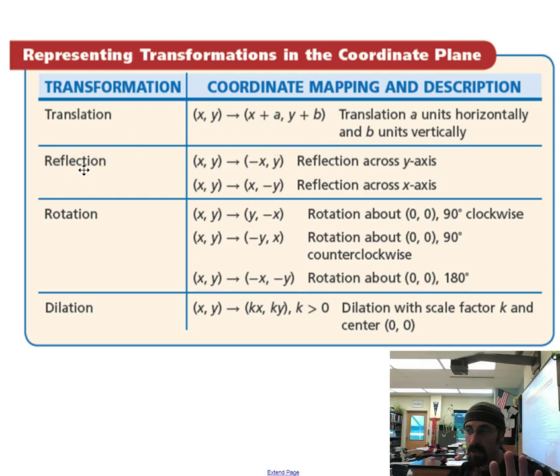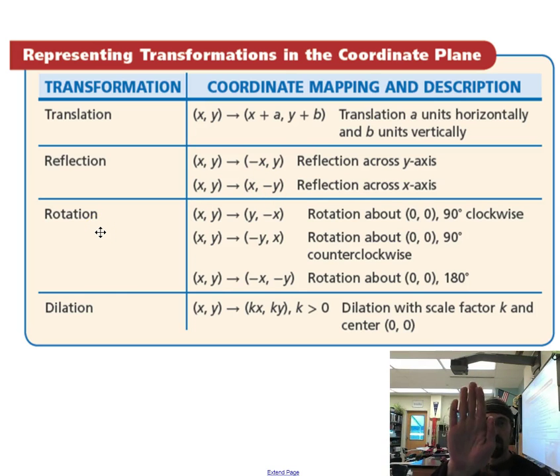A reflection can be across the y-axis or across the x-axis. You can flip it up or down or side to side. There's another one later on, but we're not going to get into that now. You do that by taking the opposite of the x-coordinate if you want to flip over y, or if you want to flip over x, take the opposite of the y-coordinate, like that.